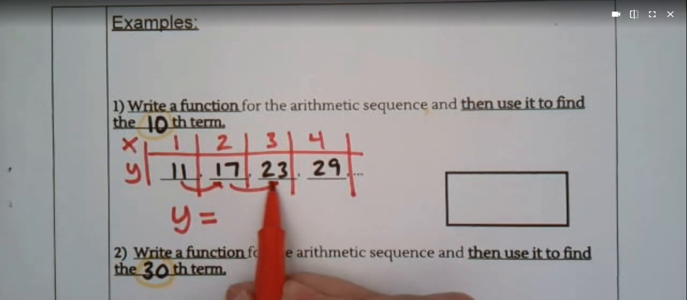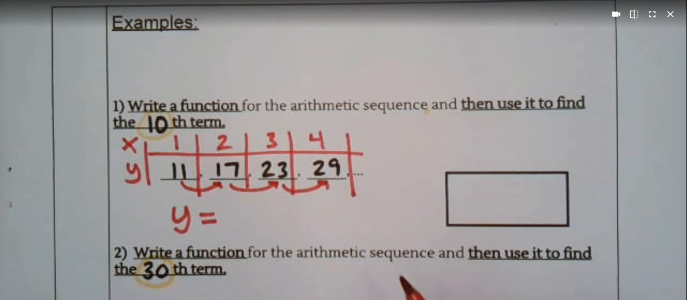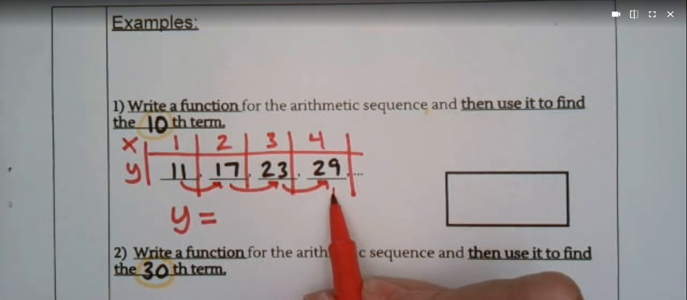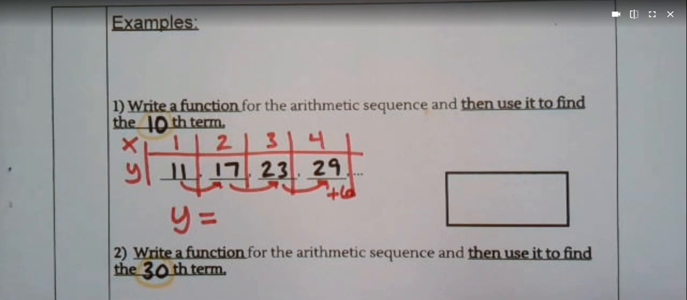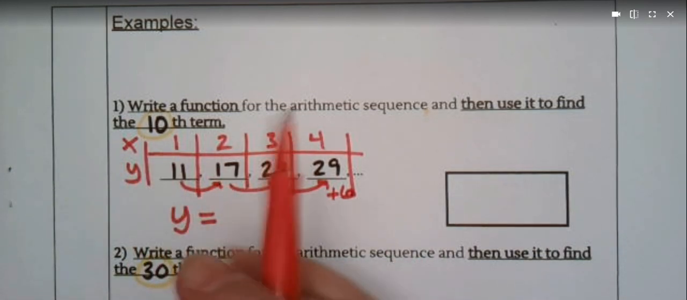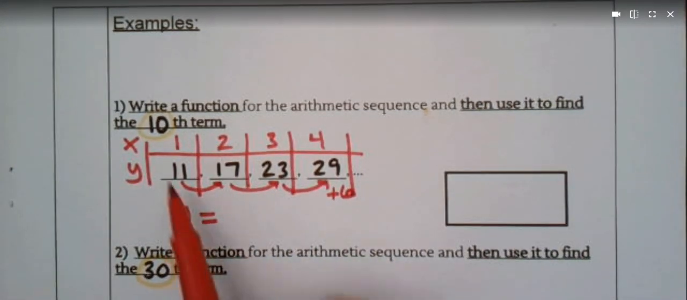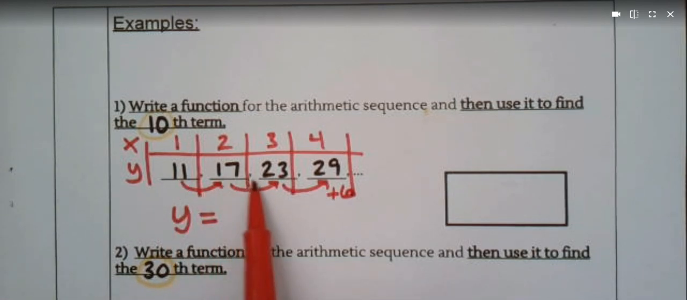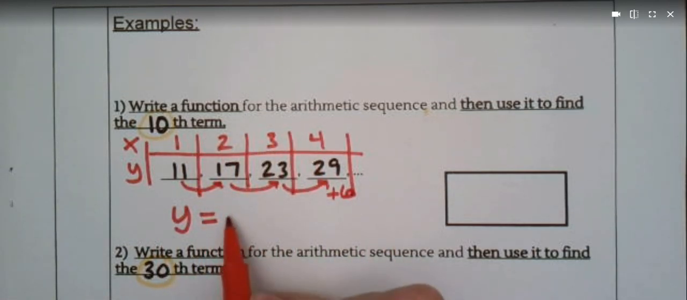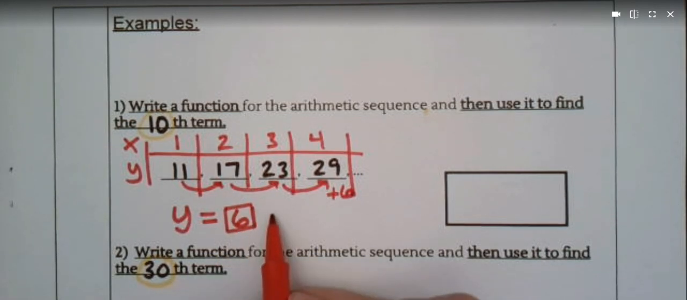11 to 17 to 23 to 29. What's that constant pattern? Yeah, it's plus 6. So I can see, just like if this were a table that was vertical, that constant y pattern is plus 6 and the constant x pattern is always going to be plus 1. So that is our multiplier. That's our pattern we see, 6 times x.